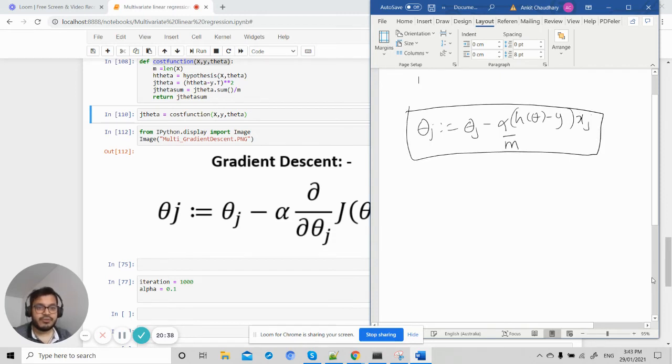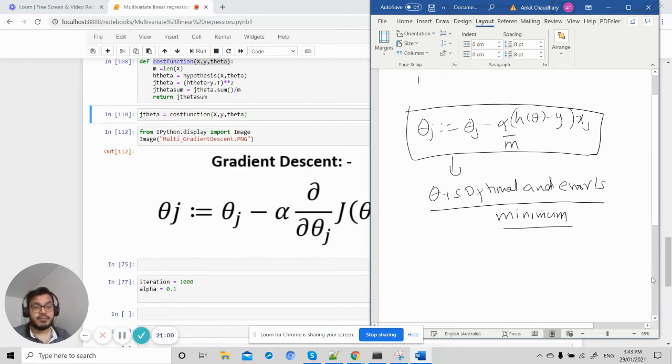So this is the equation where we get the minimal value of theta. We get the optimal value of theta and our error is minimum if we implement this equation. This is our gradient descent equation. So let's write our code to implement this equation.